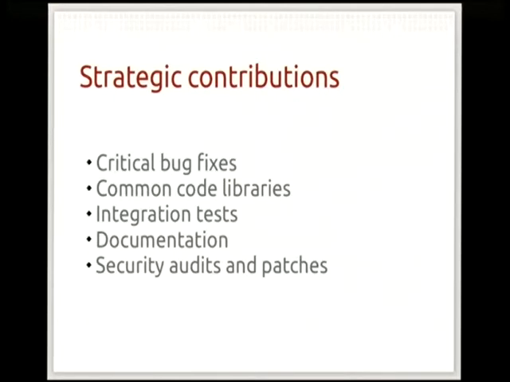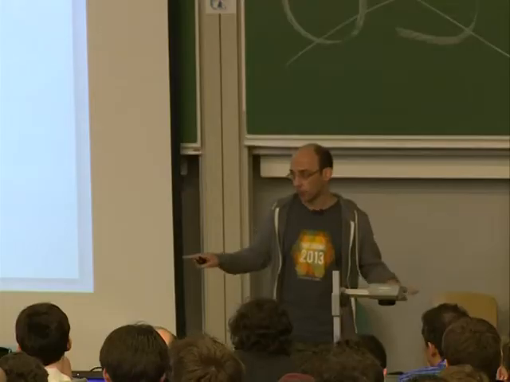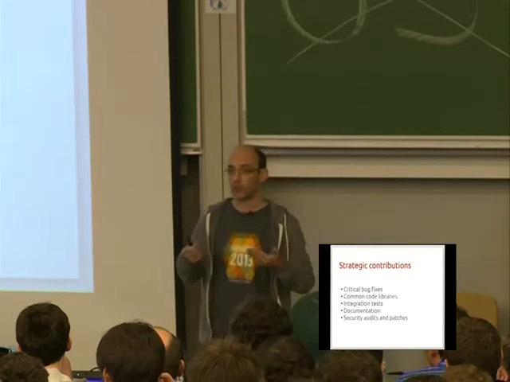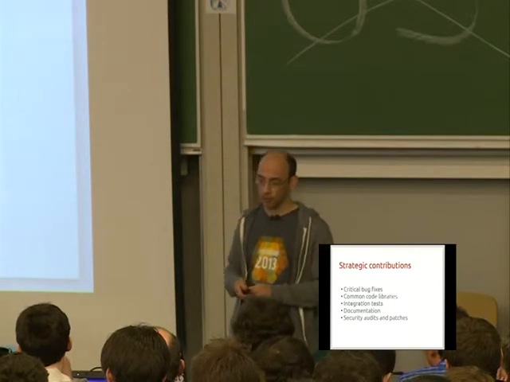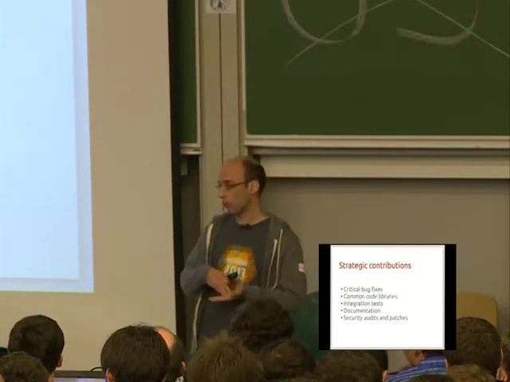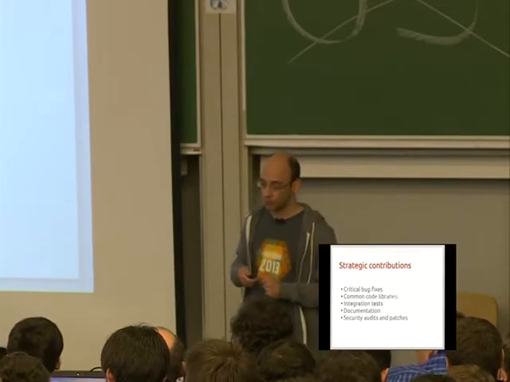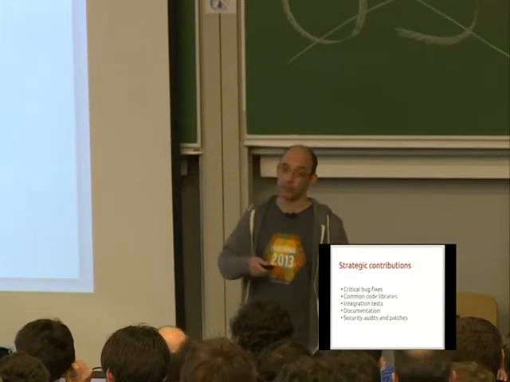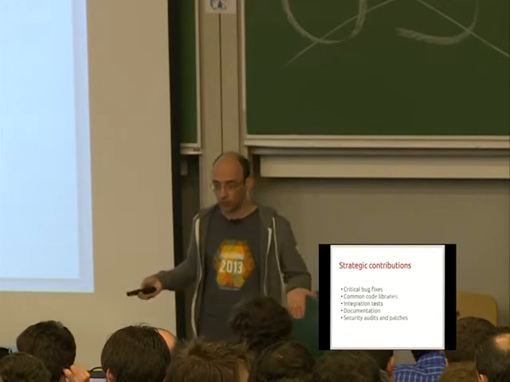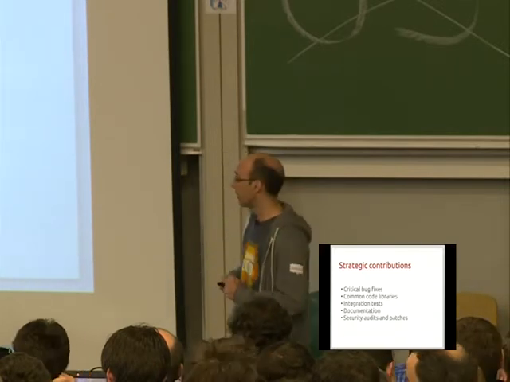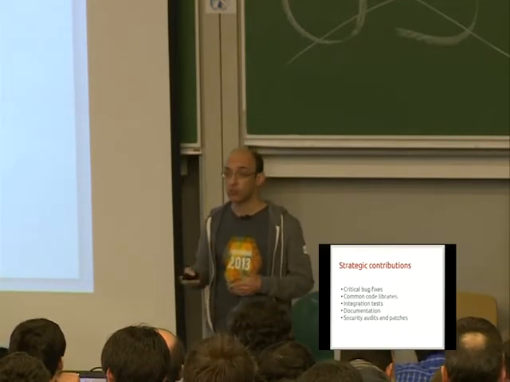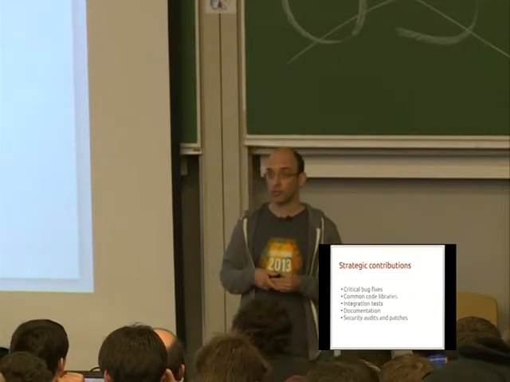We sometimes have critical bug fixes, especially some of them blocking our continuous integration automation. And then we actually need some people to be willing to tackle those hard issues and fix them. That's what I would call strategic contribution. Working on common code libraries, reducing technical debt, is also really useful. Contributing integration tests is really useful because if it's not tested, it's broken. So when there is no integration test, it's actually broken. And documentation is always useful, and security audits and patches are also generally useful for the project.